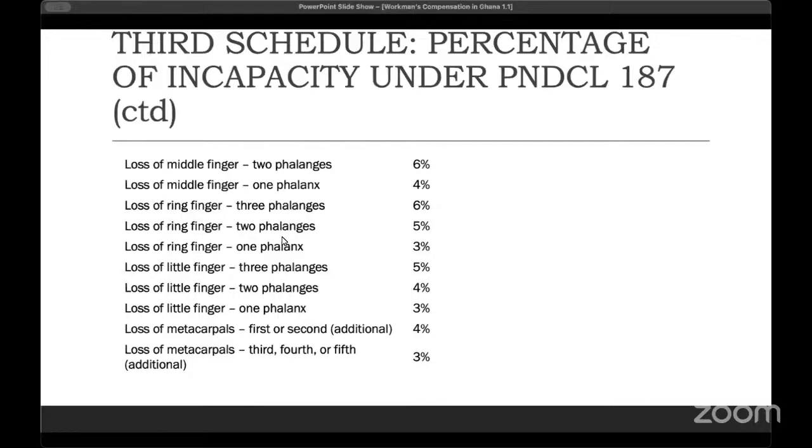I'm repeating, these percentages are not discretionary. It is by law. We don't have discretion about this, saying, "This is pathetic, he has lost 2 fingers, I know this person, I don't know this person." No. This is the law. This is what it's supposed to be.